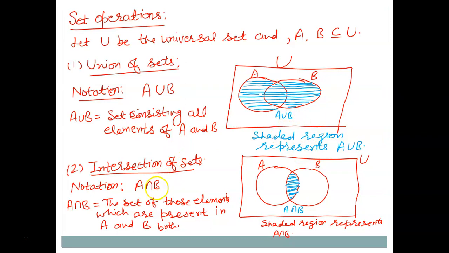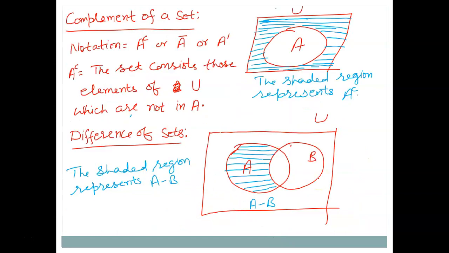Similarly, the intersection is represented by the notation A intersection B, and it is the set of those elements which are present in both A and B, meaning it consists of common elements only. So here the shaded region represents the intersection in this Venn diagram.